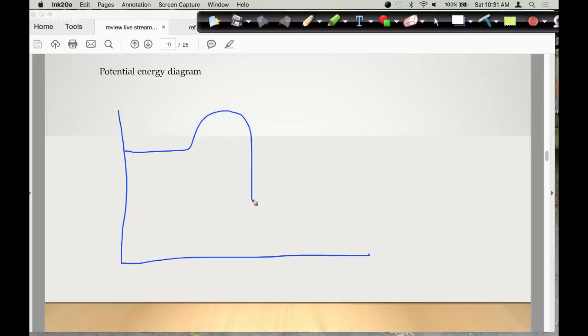So for potential energy diagrams, they usually look like this. They're measuring the progress of reaction versus potential energy.